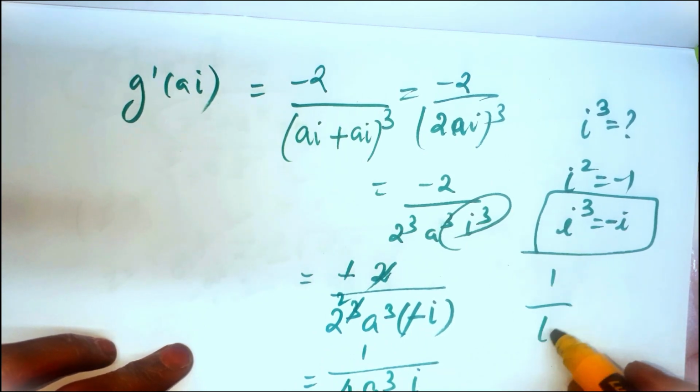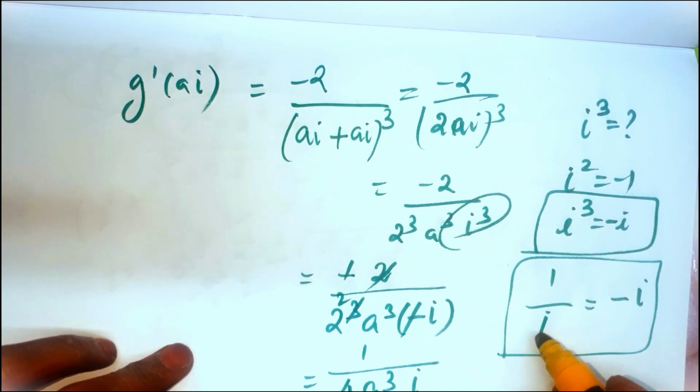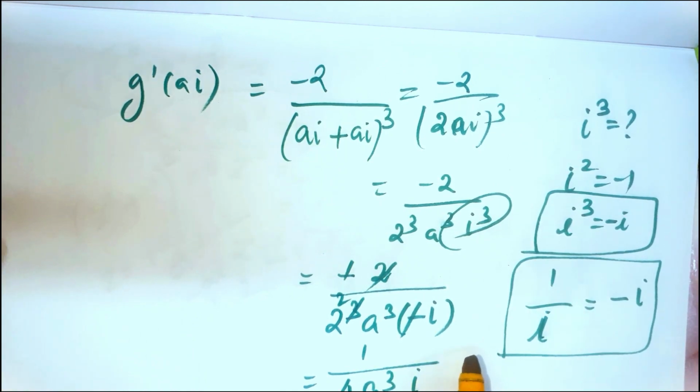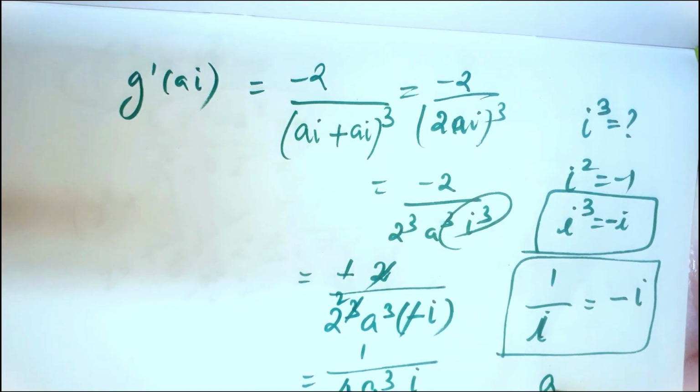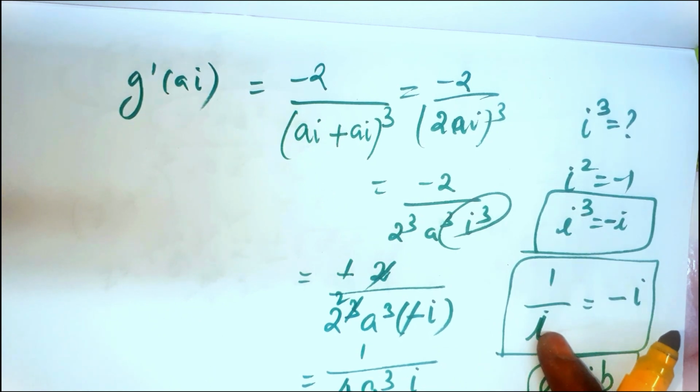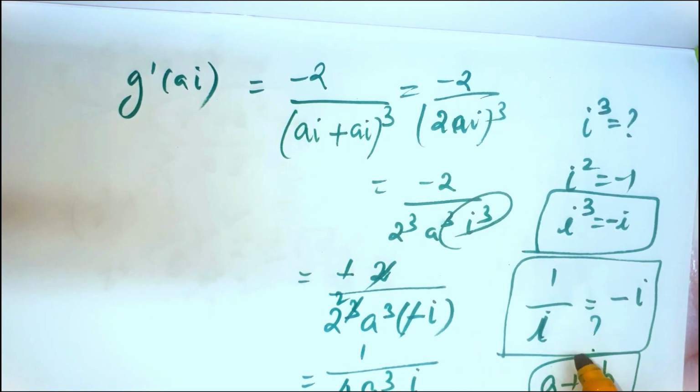What is 1 by i? 1 by i is minus i. We should not take i in the denominator. If we want to represent a number in the complex form, it is of the form a plus ib. i should be there in the numerator, not in the denominator. So we have to convert 1 by i as minus i. You know how we are getting this?